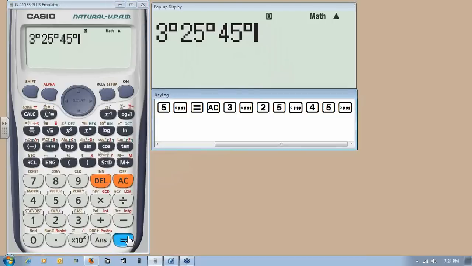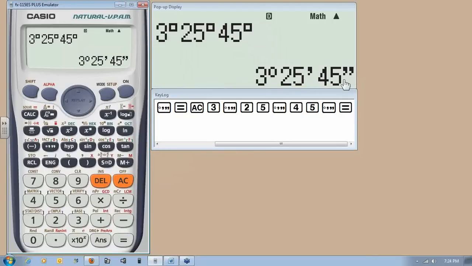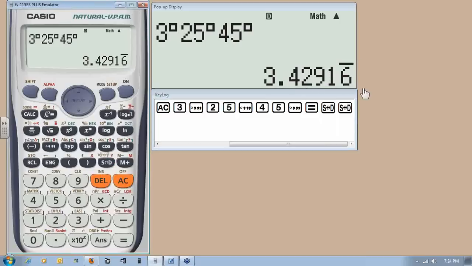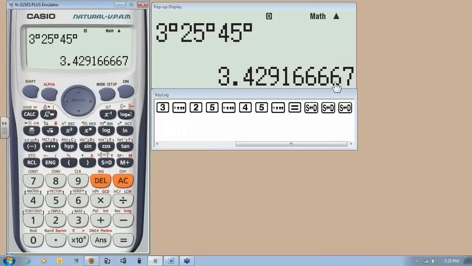You press equals, you get the answer right back written in degrees, minutes, and seconds. S to D will convert you to a fraction, improper fraction in this case, because that's what we have our setup for. Press it again, and here it is my decimal, including the repeating 6. When you press it again, the repeating 6 has now been expanded to include those decimal places, but there is no repeating, and it rounds the last answer.